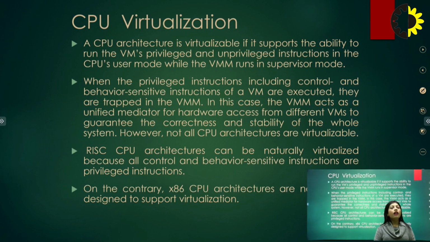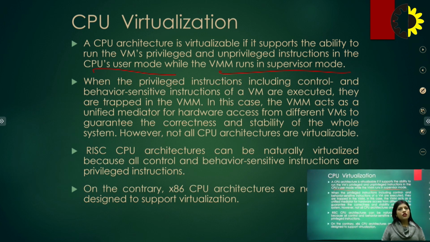The next type is CPU virtualization. In CPU virtualization, the CPU architecture is virtualized if it supports the ability to run the virtual machine's privileged and unprivileged instructions in the CPU user mode, while the VMM runs in the supervisor mode. So the CPU runs in user mode and the VMM runs in supervisor mode.